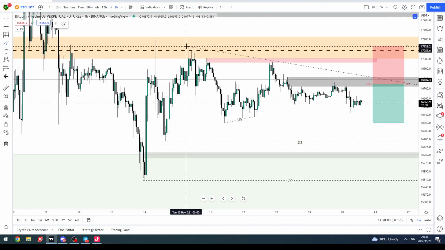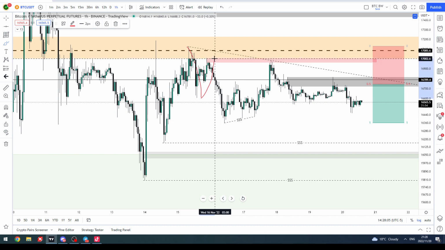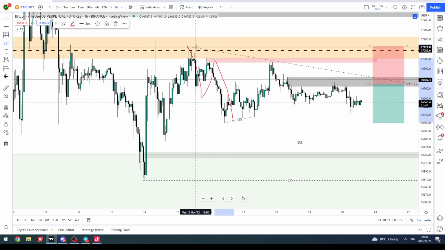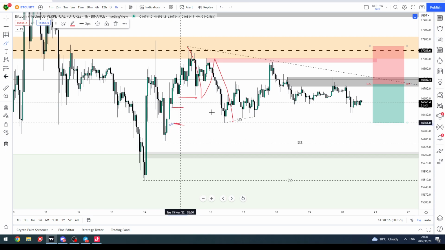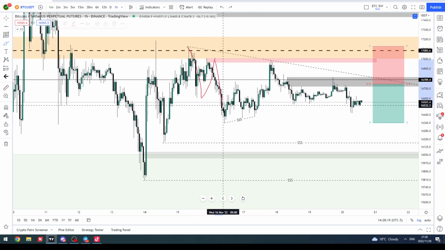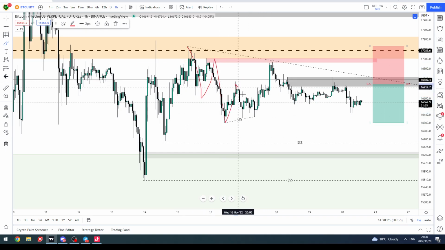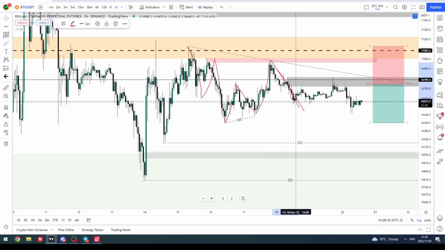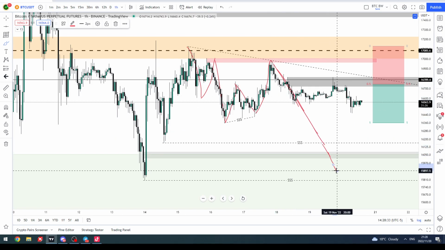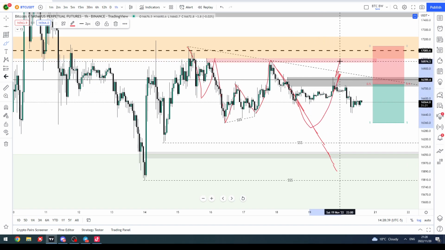We have accumulation, failure swing, opposing run on liquidity, right? So this went for all of these, and maybe here. And we are getting the push up here, right? Which came back to the order block, which means we are most likely going to get a push down here like this. Sometimes you may get a push down here, and it may come back up here into this and then push down.